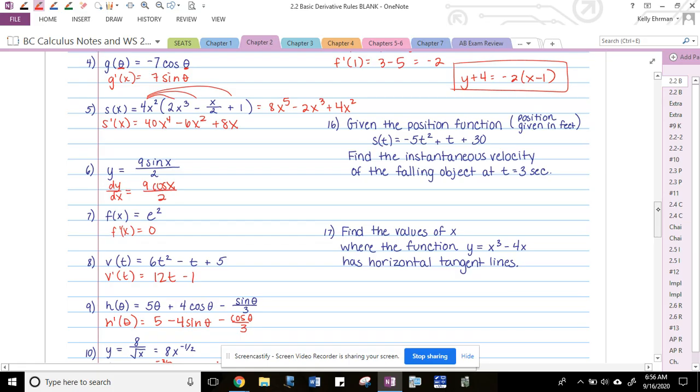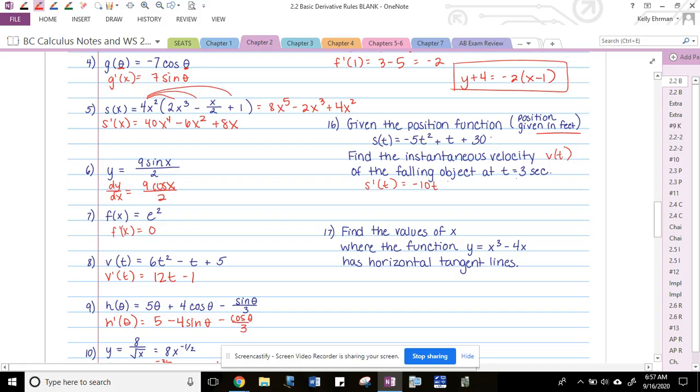Given the position function, position is in feet, find the instantaneous velocity, we'll call that v of t, of the falling object at 3 seconds. Instantaneous velocity, that's just the derivative of the position function. We're still talking about the slope of the tangent line at t equals 3. So just find the velocity, not the equation. I just need to find s prime of t, and then I need to plug 3 into that.